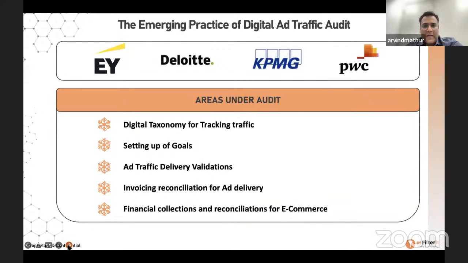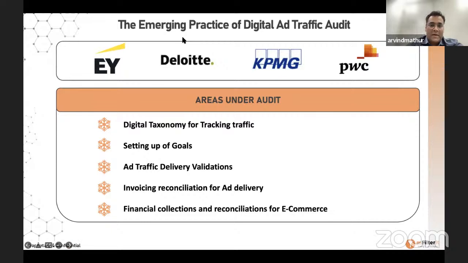And as I said, it's been taken up as a practice, which means that while we started off close to 7 years ago, where we started and delved into the digital audit space and digital validation space, what we've also done recently is that the Big Four have started partnering with us to look at areas that we could work towards together, right?